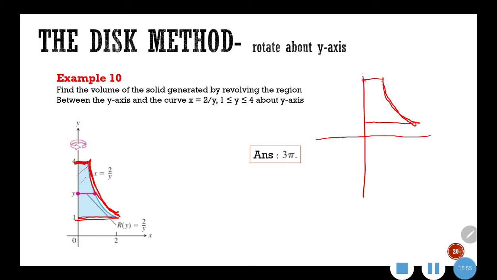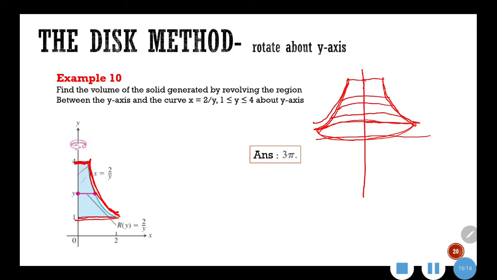So this is the region. So when it rotates about the y-axis, it will become a shape like a lamp. Like that. Okay, a lamp-shaped solid. So this is a solid that we want to compute its volume. Okay, so with that, we slice it this way.